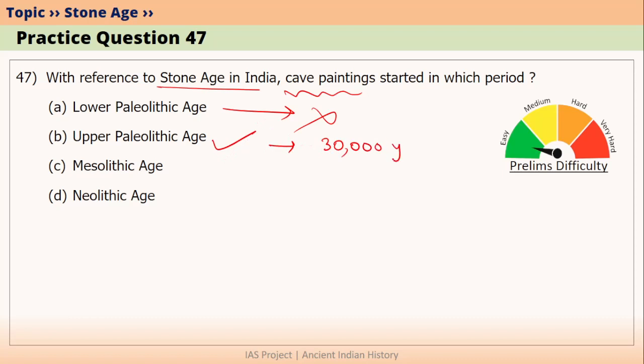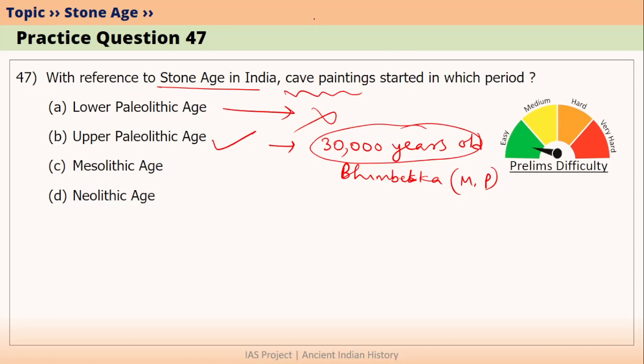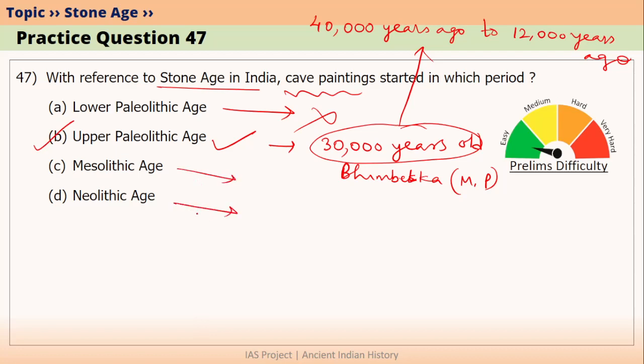which are almost 30,000 years old. So in the case of India, the oldest paintings that we have found so far are located in Bhimbetka, which are almost 30,000 years old. We know that Upper Paleolithic age was from 40,000 years ago to 12,000 years ago. Therefore, the 30,000 year old paintings that are located in Bhimbetka fall within this time period. So the Upper Paleolithic age would be the correct answer. Paintings were done also in Mesolithic age and Neolithic age, but the question is asking cave paintings started in which period? So the correct answer would be Upper Paleolithic age. This is an easy question.